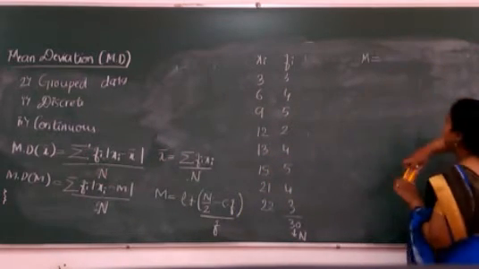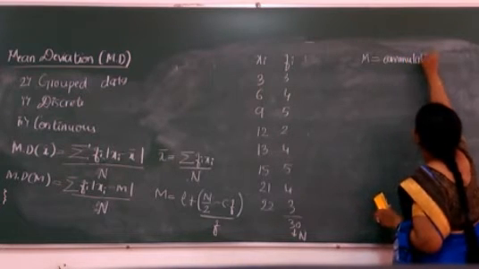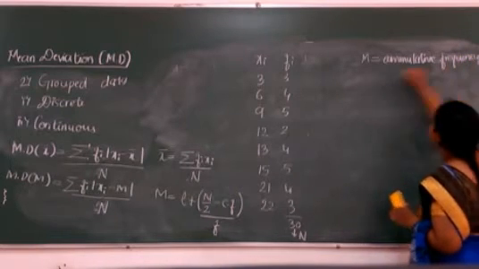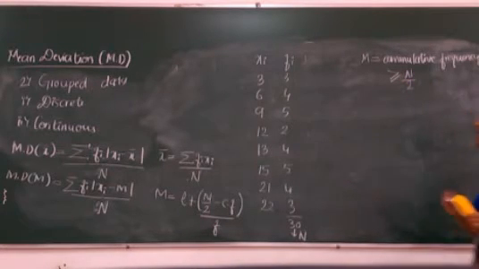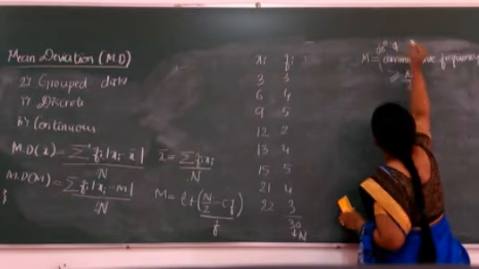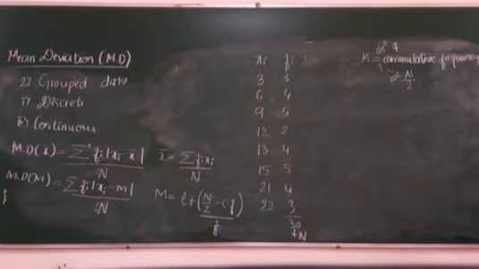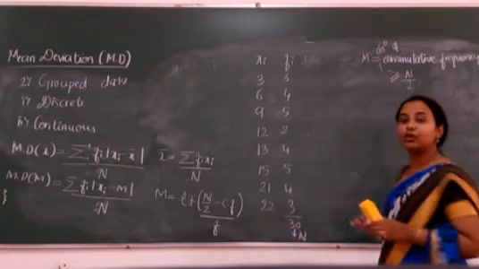cumulative frequency greater than or equal to n by 2. So what is our median? It is that observation whose cumulative frequency is greater than or equal to n by 2. Here I have written a new word, cumulative frequency. So first let us understand what cumulative frequency is, and then we will go to our median.